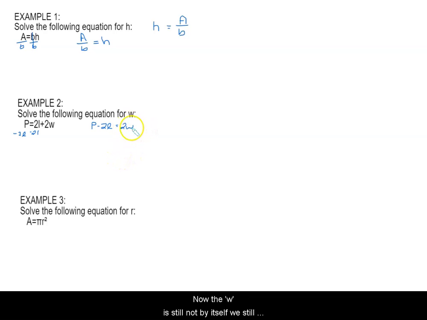Now the W is still not by itself. We still have a coefficient of 2 with it. So to get rid of that coefficient, I'm going to divide both sides by 2. And that would divide out. You don't need to separate this. We can leave it as it is. We would write this as W equals the quantity P minus 2L divided by or over 2.